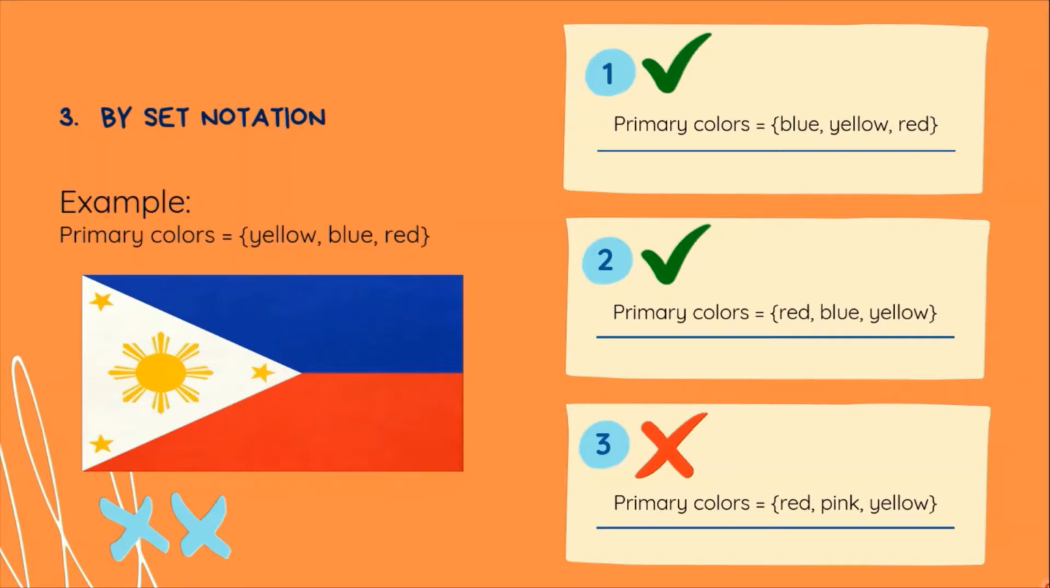And this set of primary colors is actually an example of a finite set. A finite set is a set that has a finite number of elements, meaning may saktong bilang ang mga members ng set na ito. Lahat ay maililista at may katapusan. Tulad itong primary colors, 3 lang sila. Wala nang kasunod at wala nang iba.